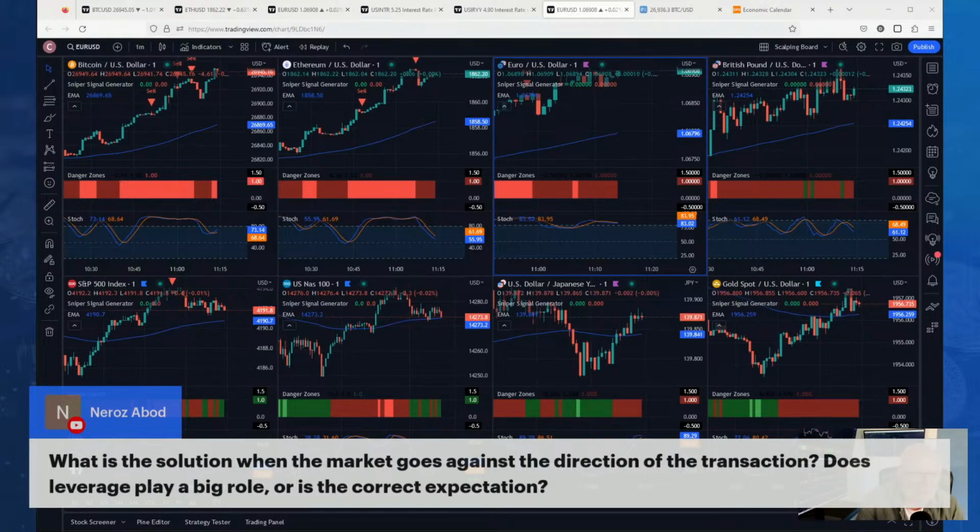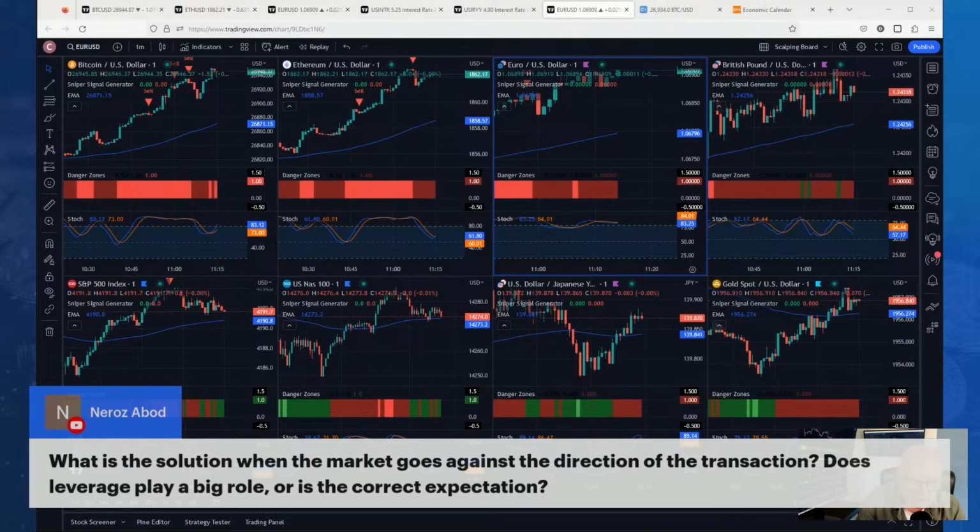Very good question here from Neros Abot. I hope I'm pronouncing that correct. What is the solution when the market goes against the direction of the transaction? Does leverage play a big role, or what is the correct expectation? I think you wanted to ask.